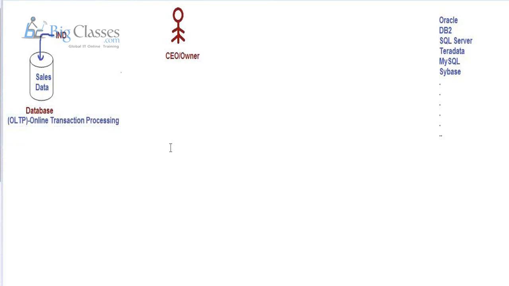Examples of OLTP systems are online ticket booking systems, bank ATMs, and the billing systems that are used at supermarkets. Everything is an example of an OLTP system, because it supports the daily business operations. If you go to Walmart, at the billing desk they use computer systems where they scan your products and generate the bill. That is one example of an OLTP system, because in that system they store the daily business operations, that means the sales data.